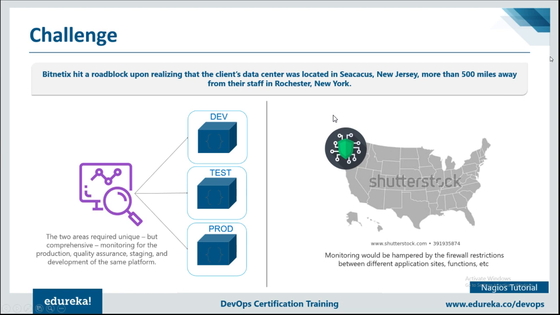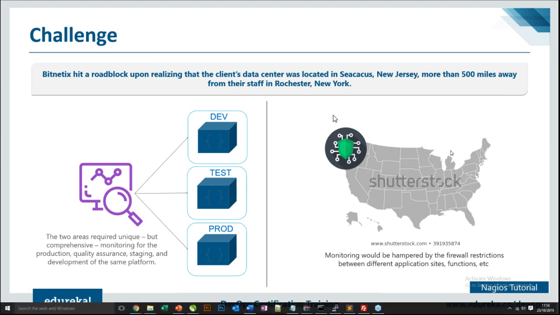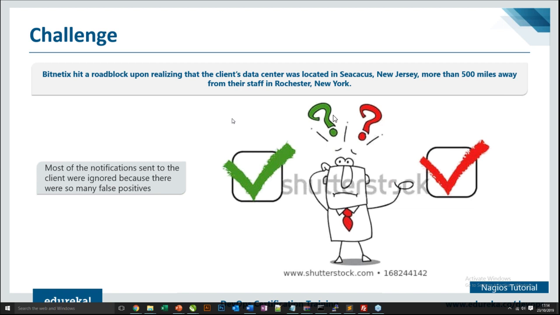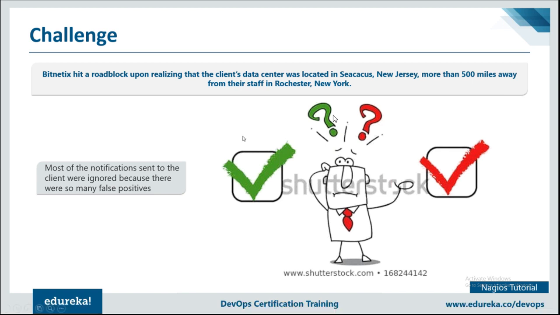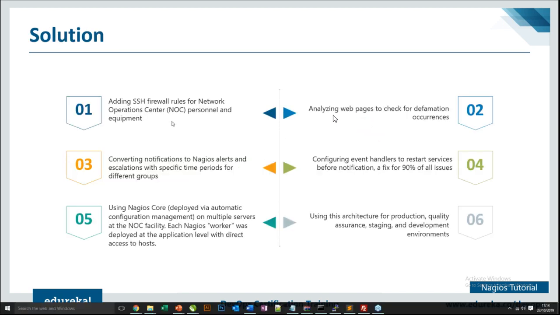the biggest challenge faced by Bitnetics was that the client's data center was located in a different city. Most of the notifications sent to the client were ignored because there were so many false positives, because of the unstructured format here, right? The main solution offered was, first of all, they added an SSH firewall rule for network operations for the data center, personnel, and equipment.